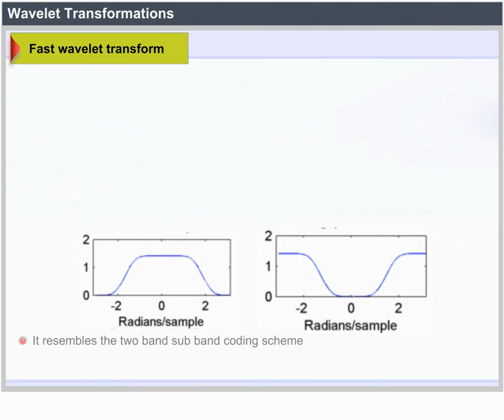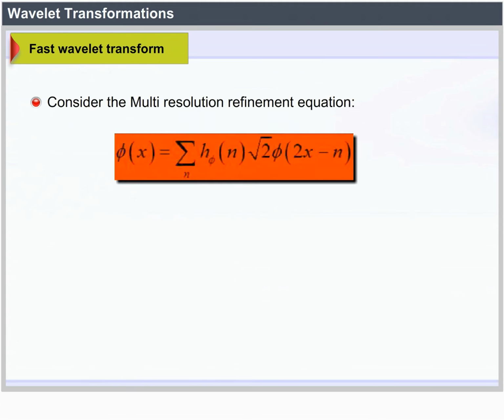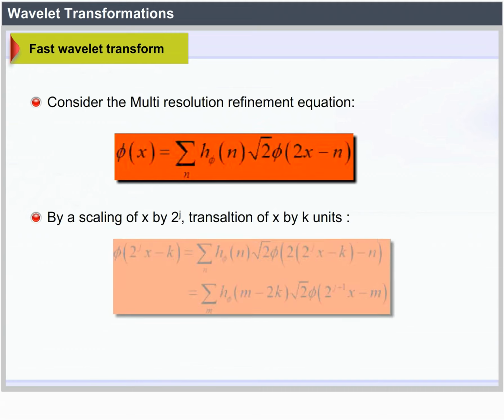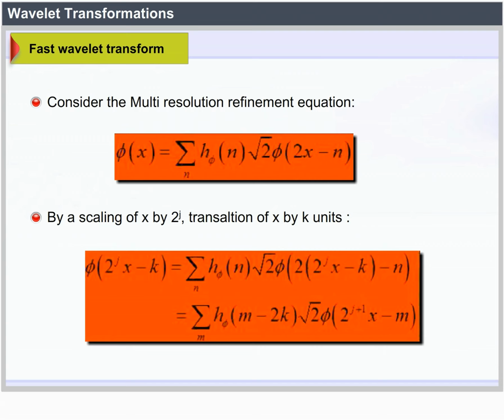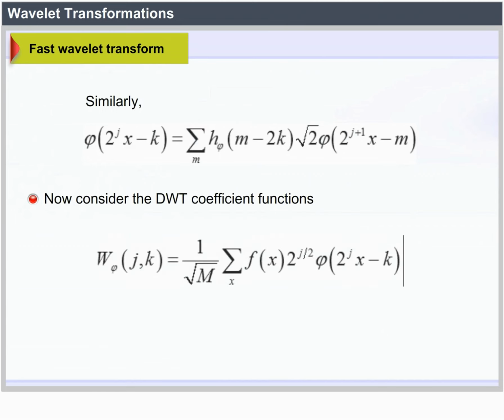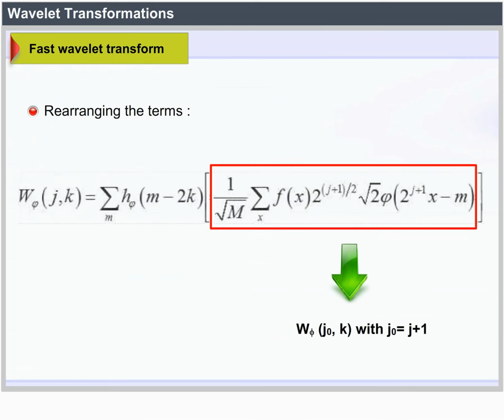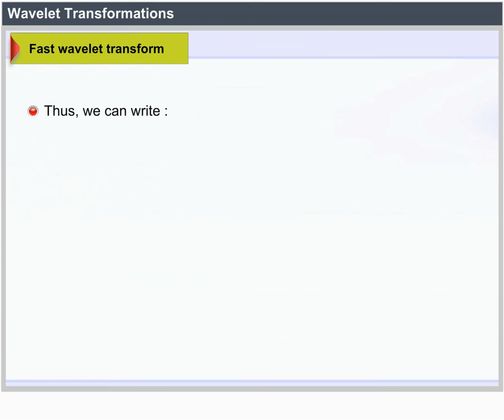Consider the multi-resolution refinement equation. By a scaling of x by 2 to the power of j and translation of x by k units, it takes the form as shown, where m equals 2k plus n. Similarly, now consider the DWT coefficient functions. Rearranging the terms, thus we can write.